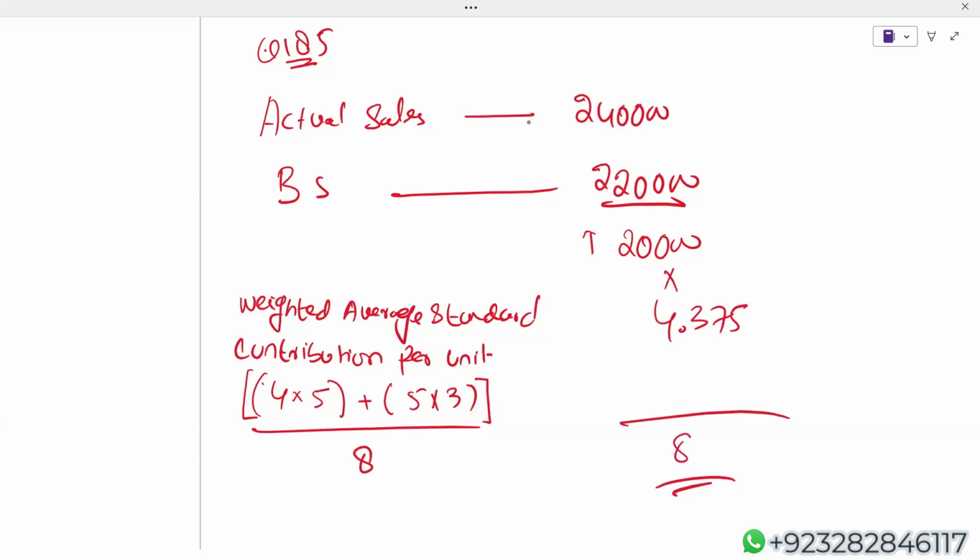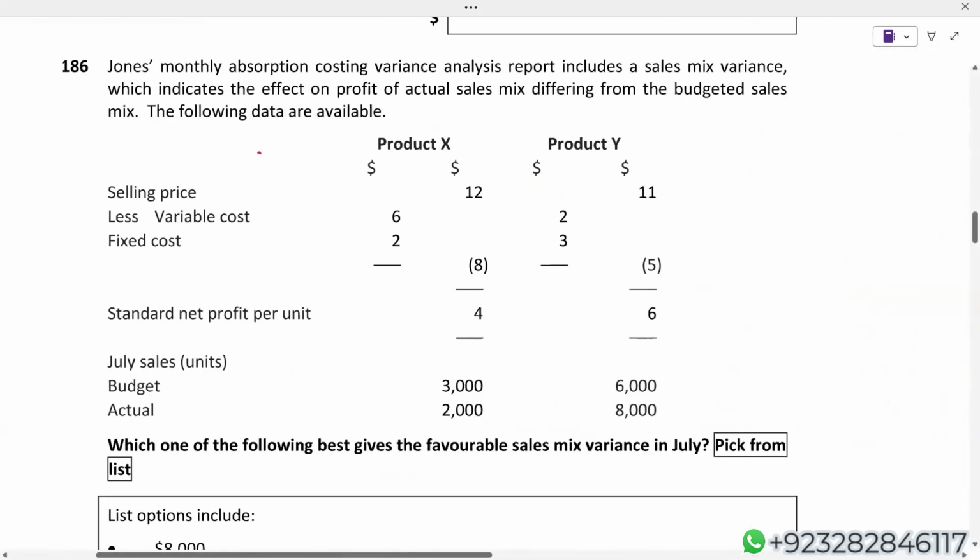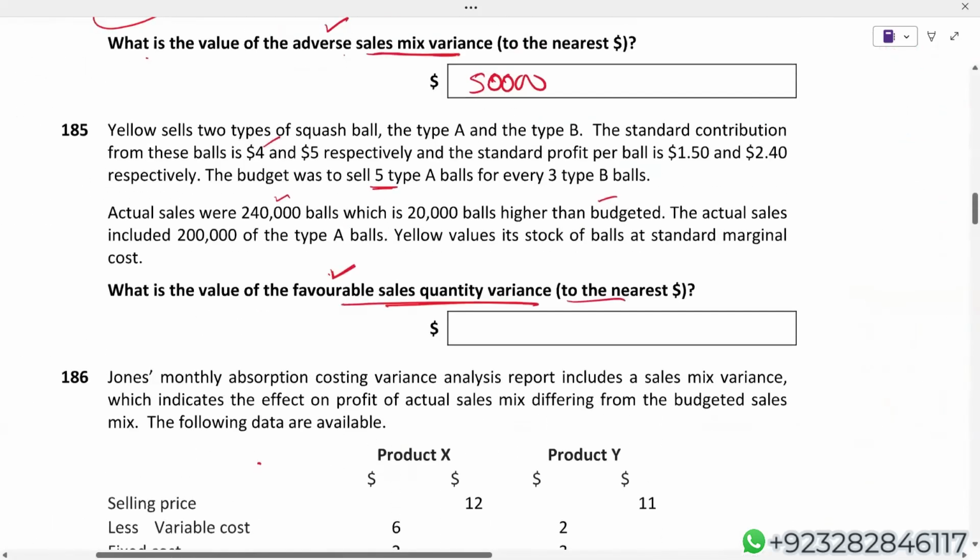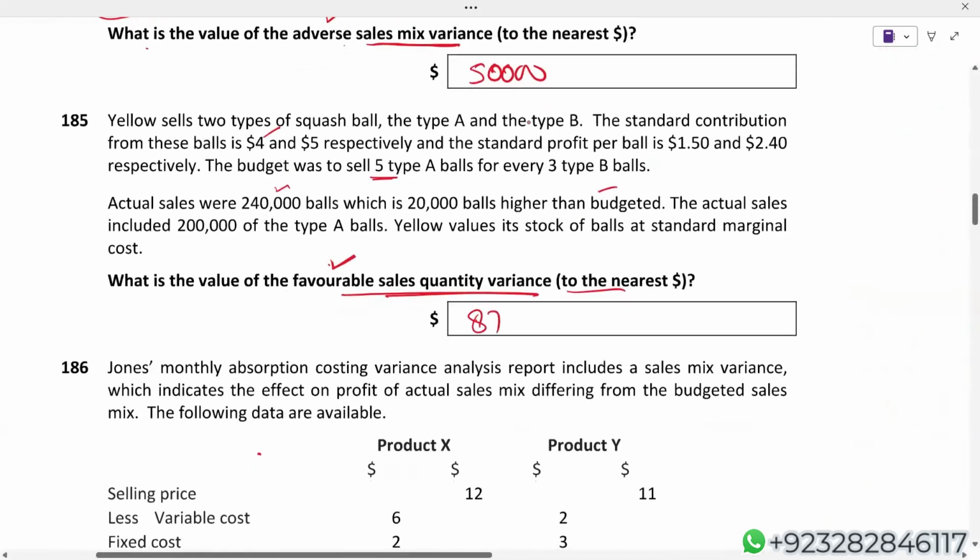So that's perfect. Whoever has calculated 87,500 is just perfect. 87,500.